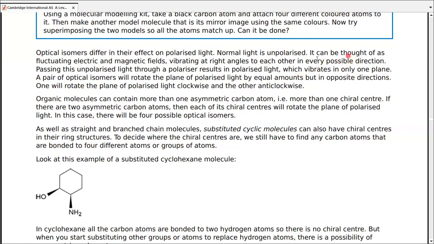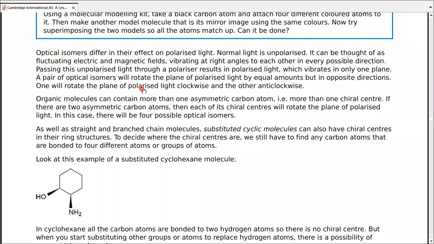Okay. It can be thought of as fluctuating electrical and magnetic fields. They vibrate at right angles to one another in every possible direction. Passing this unpolarized light through a polarizer results in polarized light. What happens is that the polarizer allows only one single wavelength of light to pass and it stops all the rest. Now, this vibrates only in one plane.